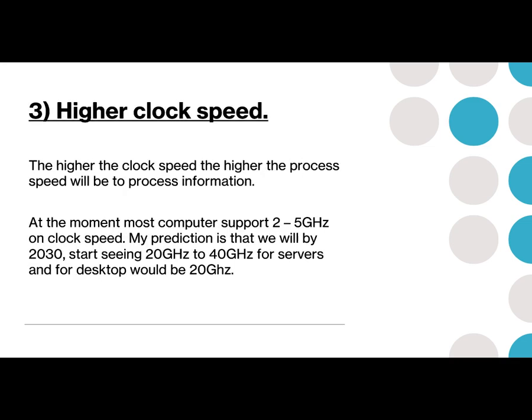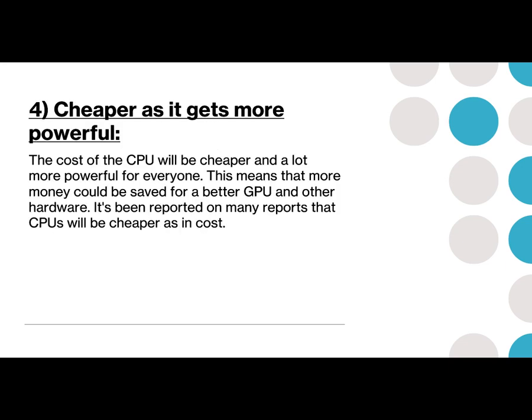Higher clock speed. The higher the clock speed, the faster the processor will be at processing information. At the moment, most computers support 2 to 5 GHz clock speeds. My prediction is that by 2030, we will start seeing 20 GHz to 40 GHz for servers, and for desktops it would be 20 GHz.